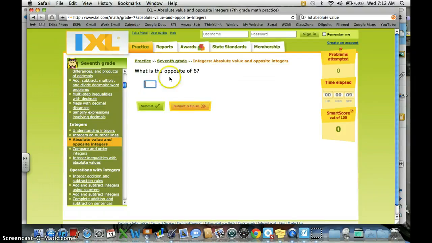This one says, what is the opposite of 6? So that would be -6. This one's asking, what is the absolute value of 2? So that's 2. Then again, opposite of 7 is -7. And this way you can make sure you know the difference before you take the test, because there are both questions on the test.